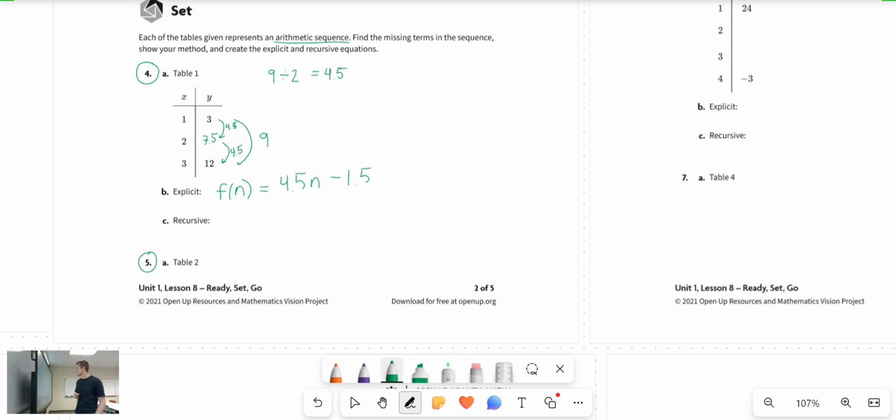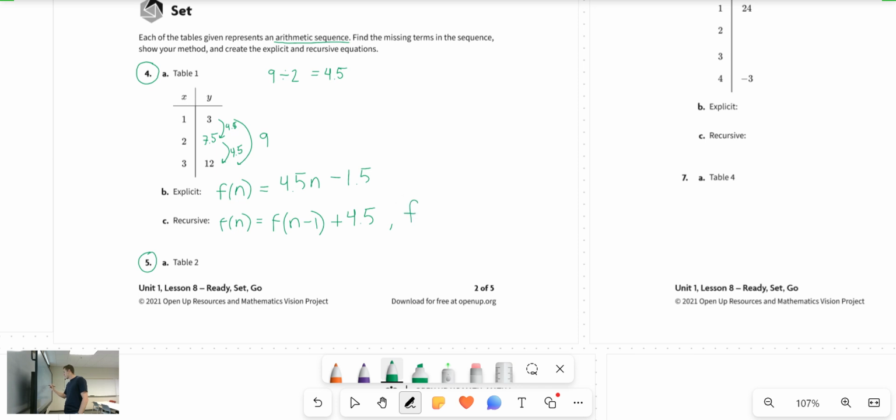Right? So that looks good to me. 4.5n minus 1.5. So that's good. And recursive will say that whatever our current step is, it's going to equal f of n minus 1, the previous step. It's going to equal f of n minus 1 minus, no, not minus, sorry, we're jumping up by 4.5. So it's going to equal the previous plus 4.5.